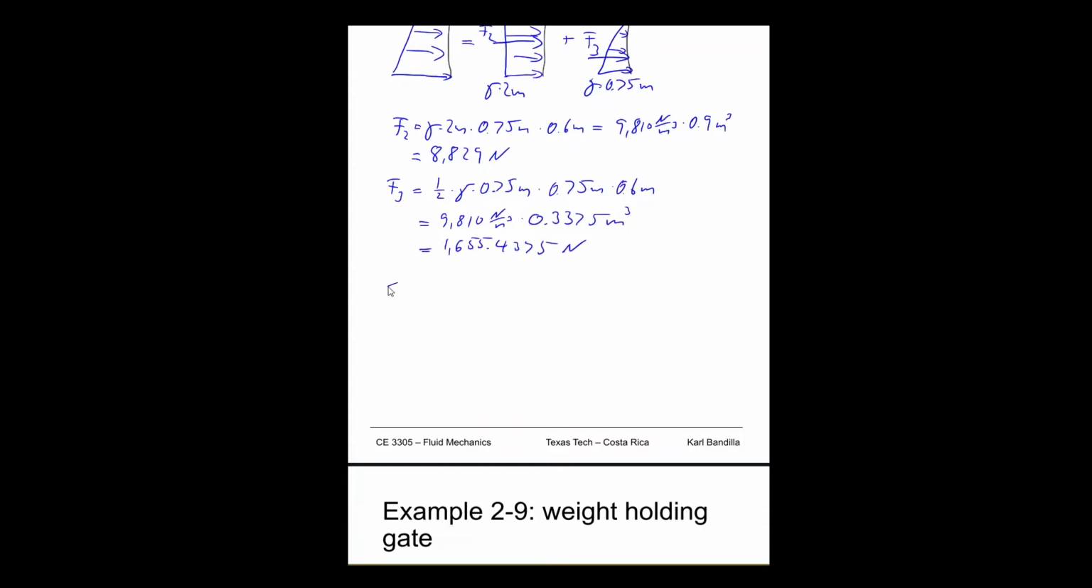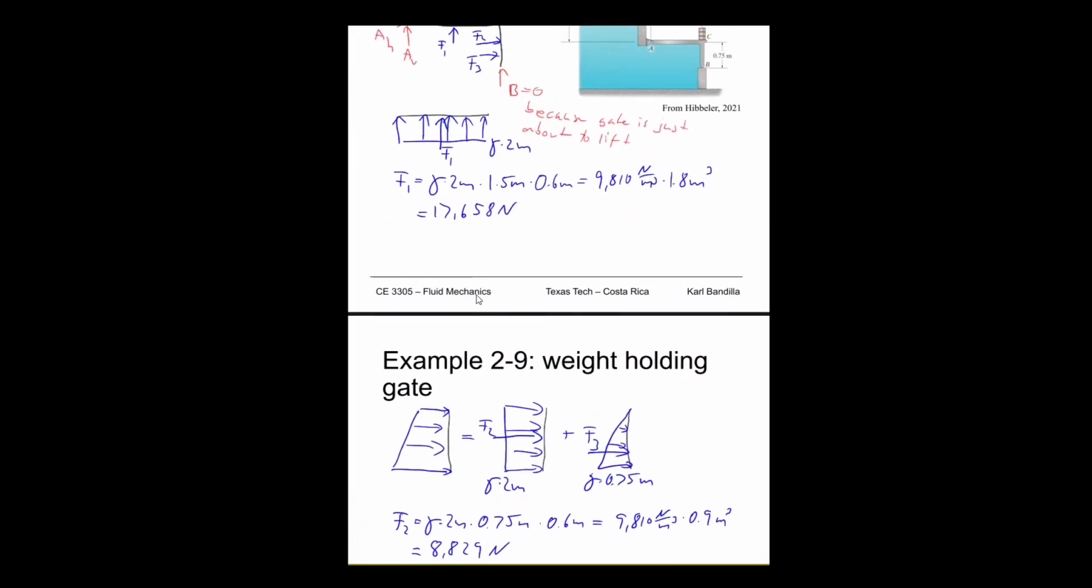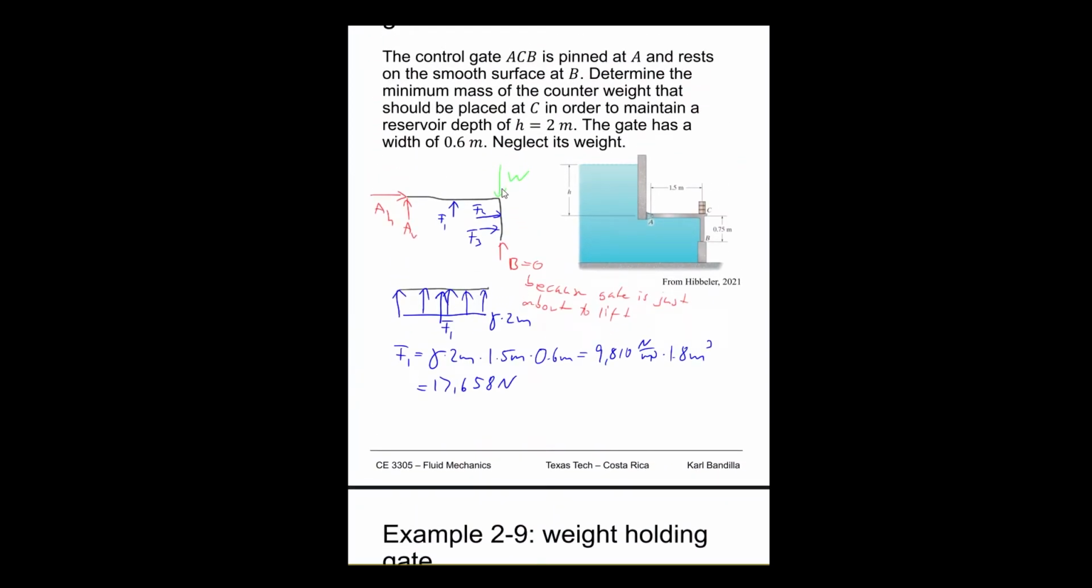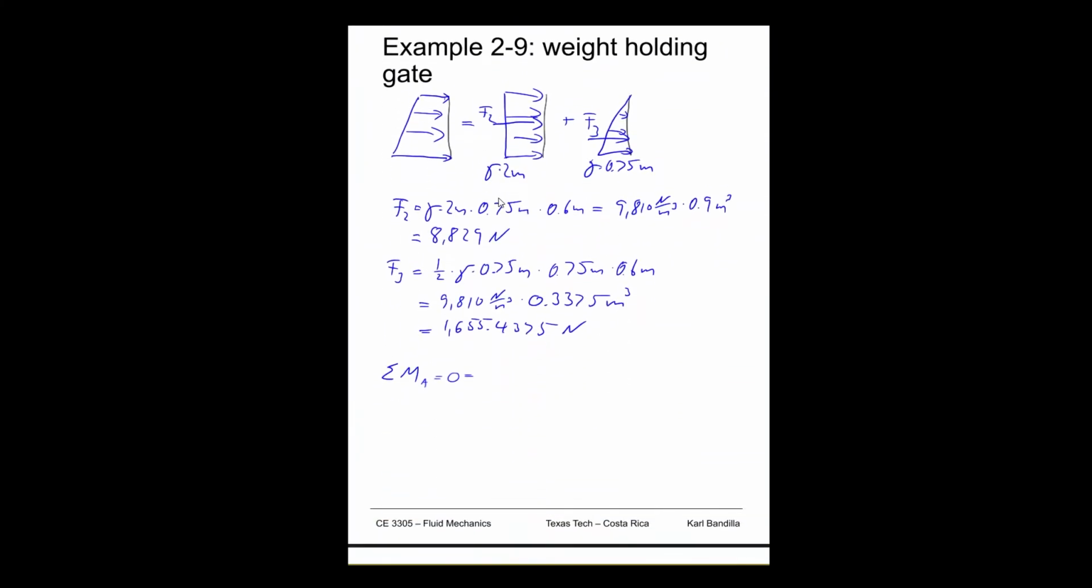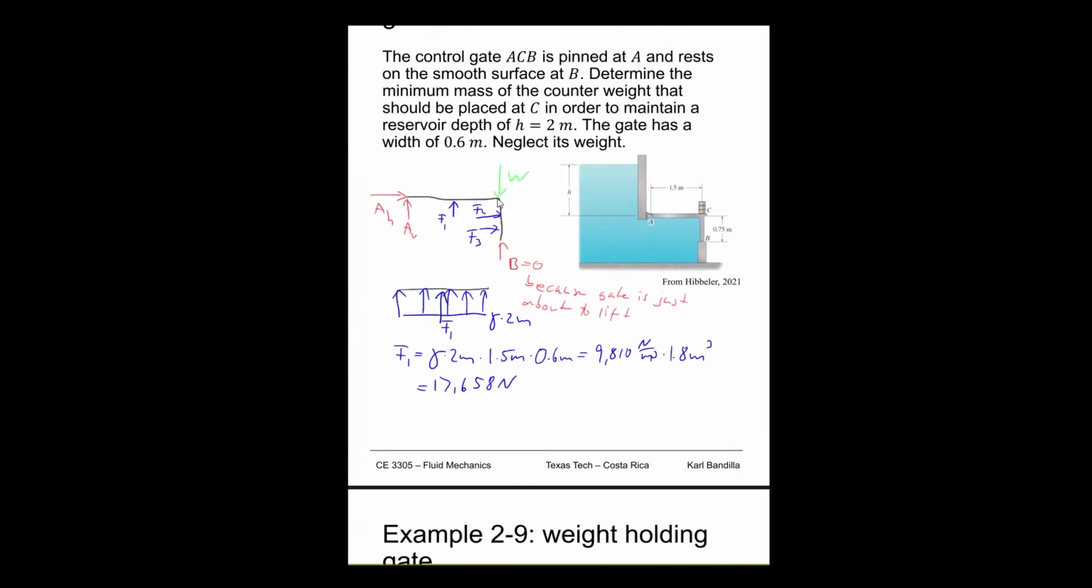The sum of moments around A is equal to 0. And what does that mean for us? Well, let's start with our big one. That's W. W is turning clockwise at a distance of 1.5 meters, so it'd have to be negative. Minus W times 1.5 meters. Then B is 0, so we don't have to care.